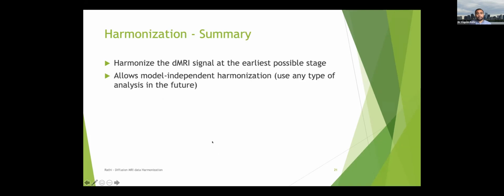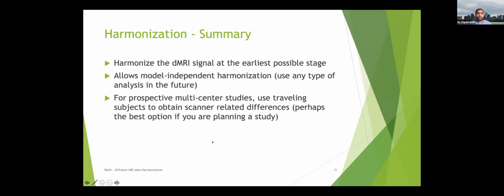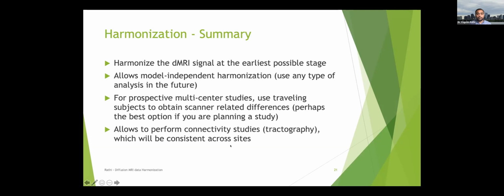So some of the learnings or thoughts we have are that it's better to harmonize the signal itself earlier rather than at a much later stage, because we don't know what kind of effects might affect our analysis. And in the case of prospective studies, use of traveling subjects will be really good.